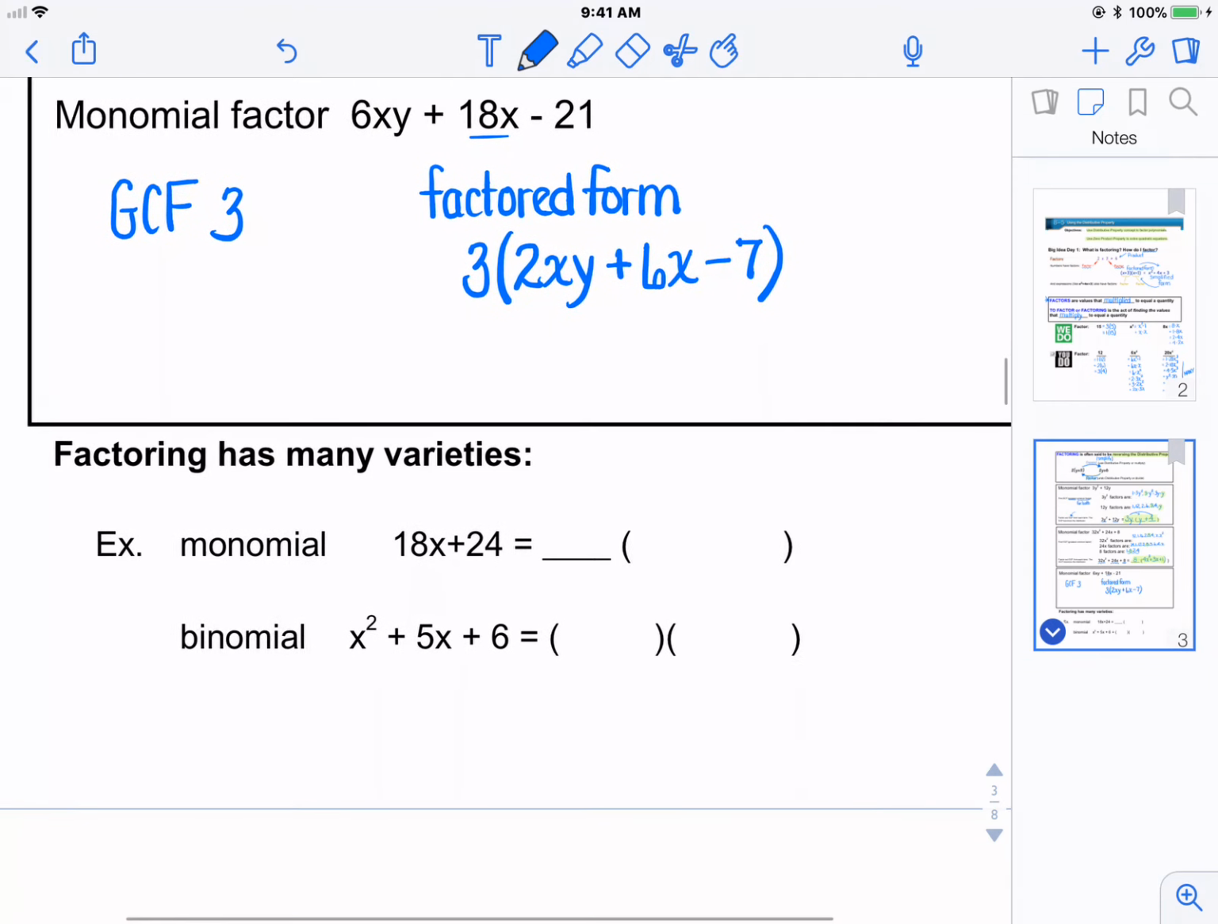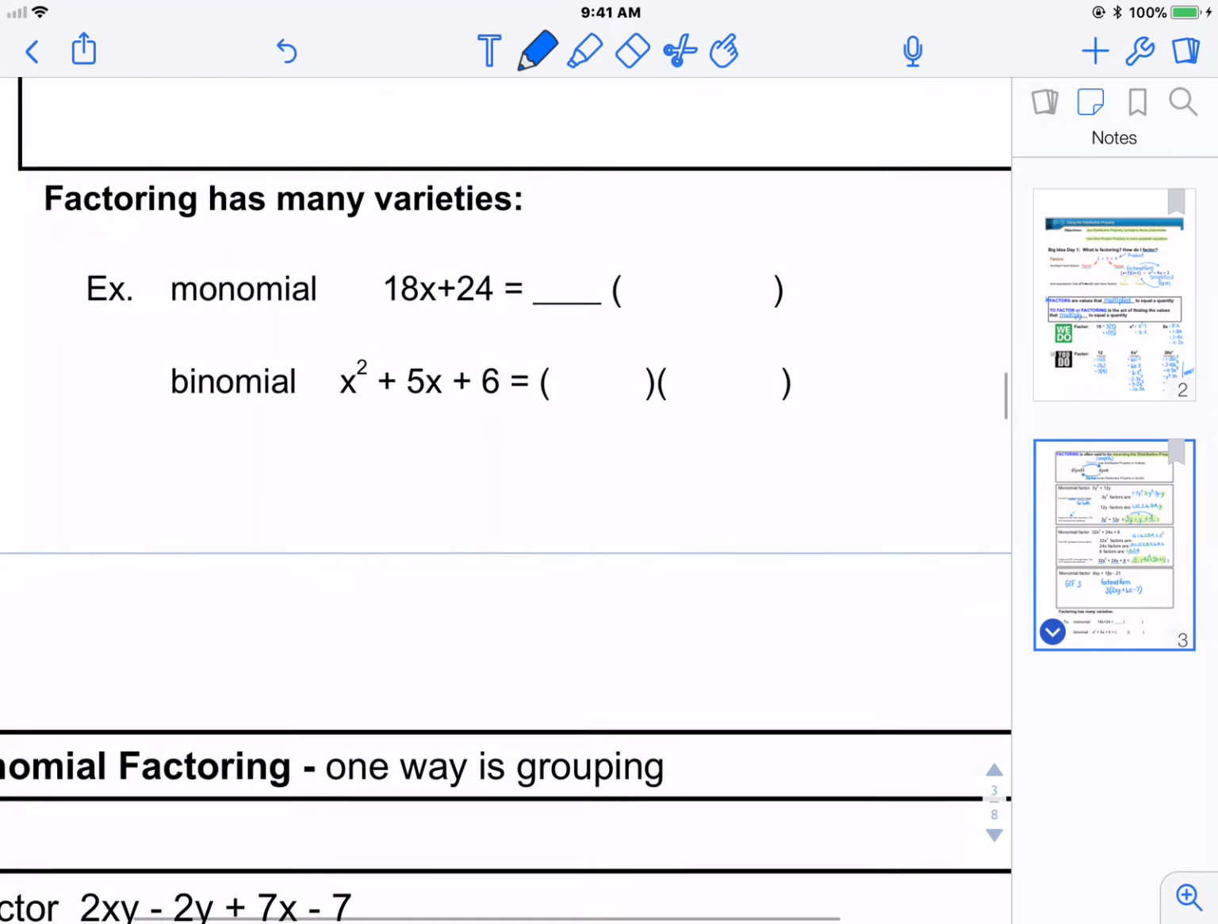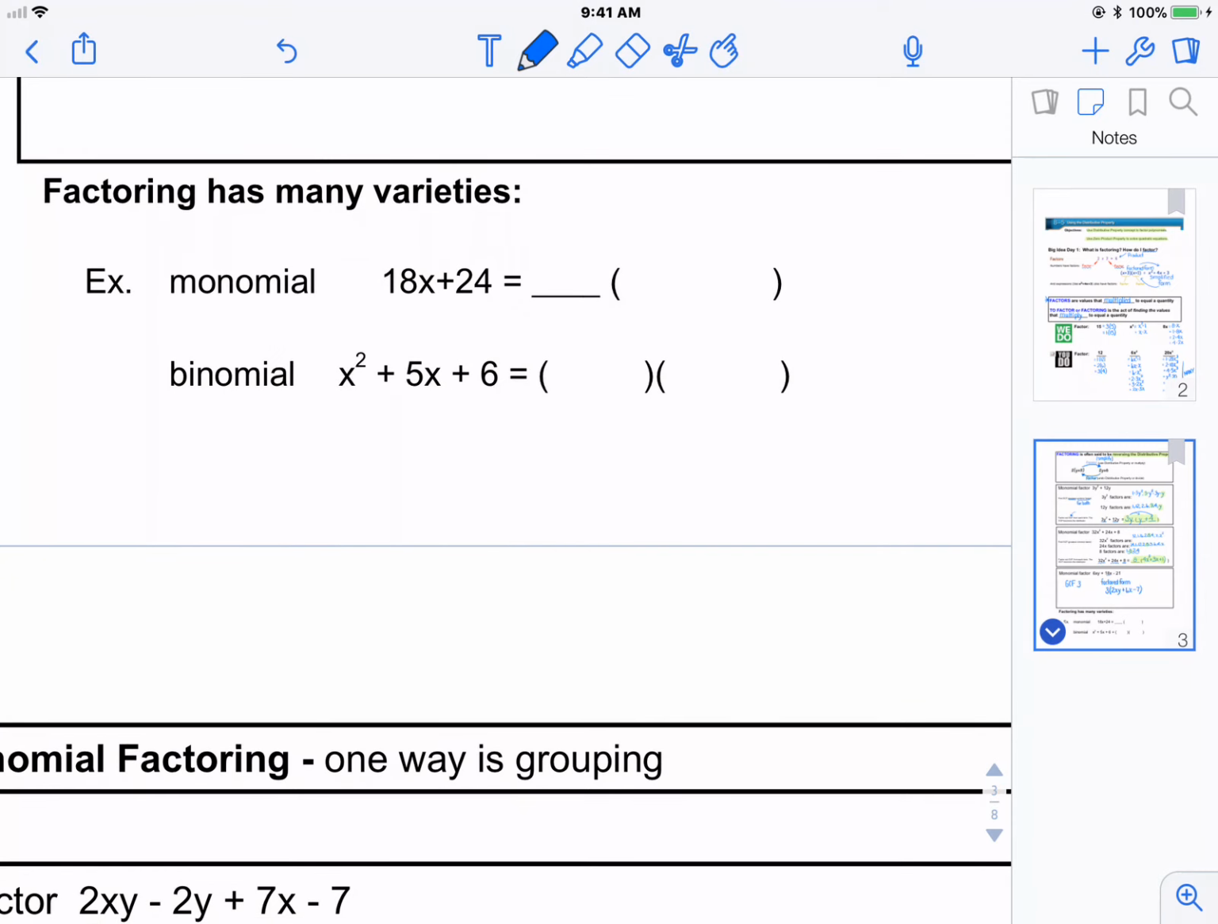Factoring has a couple different flavors or kinds. So you just were working on monomial factoring. Monomial meaning find the one term that they have in common and pull that out of everybody as one distributor. So they've got an example of 18x plus 24. Pause the video, see if you can factor it, coming up with the GCF here. And then what would be left to distribute over to get 18x plus 24.